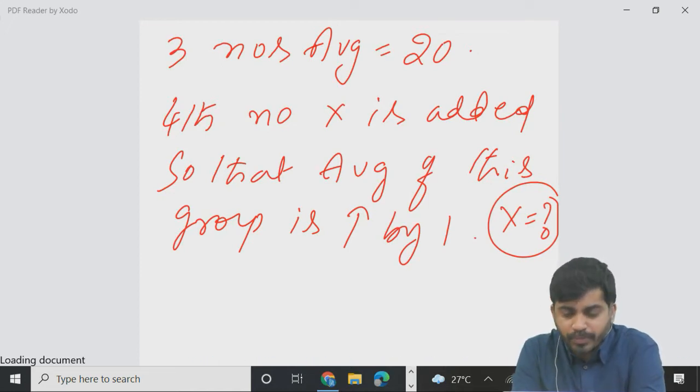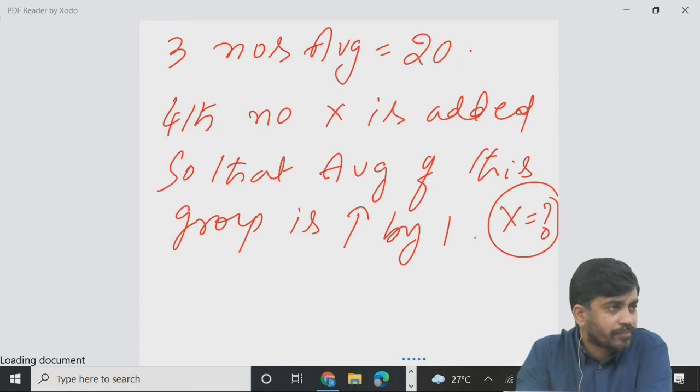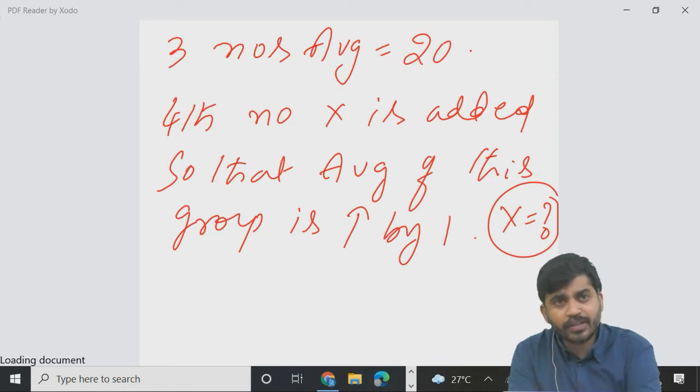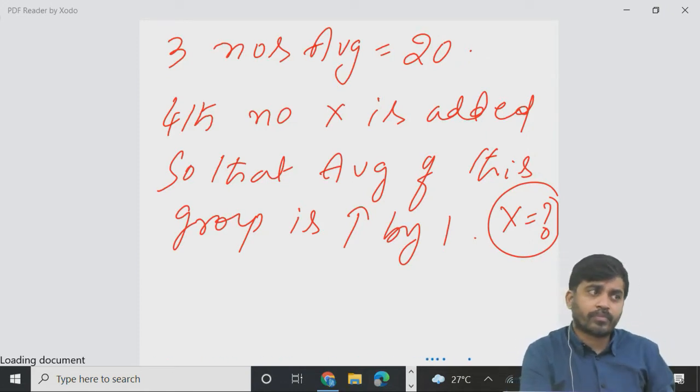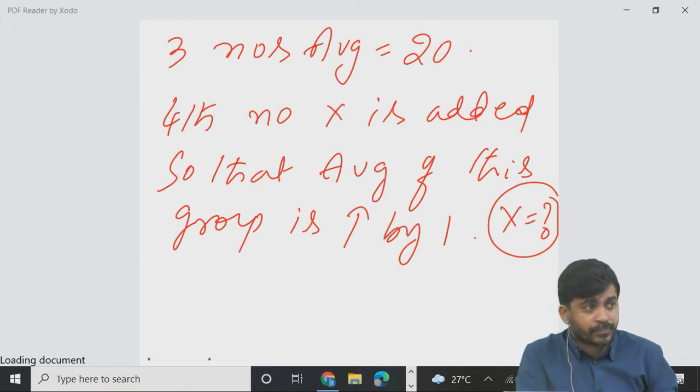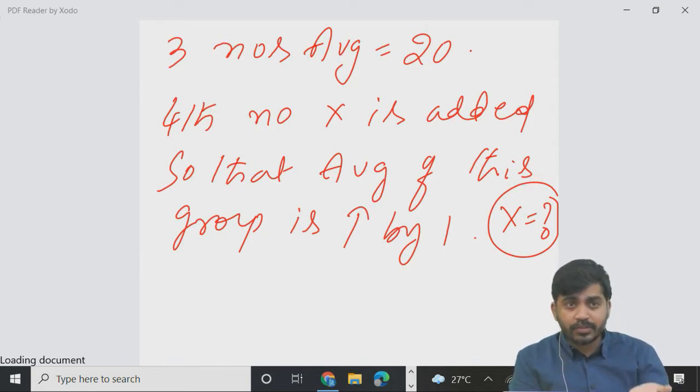What is the difference between this question and the previous one? In the previous question, after adding the fourth number, it maintained the same mean, same average. But here, after adding the fourth number, the mean of this group is increased by 1.